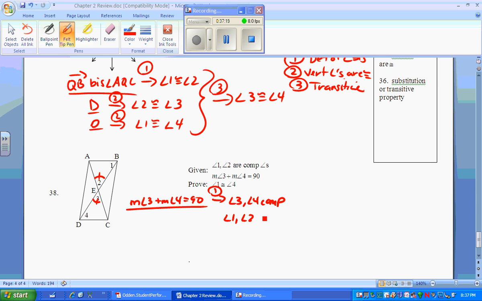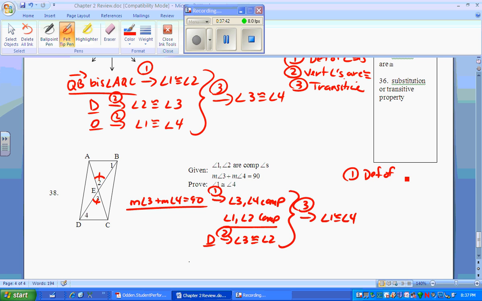We also know that angle 1 and angle 2 are complementary because that's given. We need a vertical. Oh, from the diagram, second reason, angle 2 is congruent to angle 3. All three of these together, third reason, angle 1 is congruent to angle 4. There will be one just like this on your own too. Reason 1 is the definition of complementary. Reason 2 is vertical angles are congruent. And 3 is the complements of congruent angles are congruent.